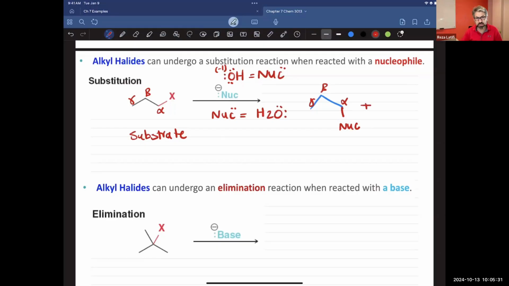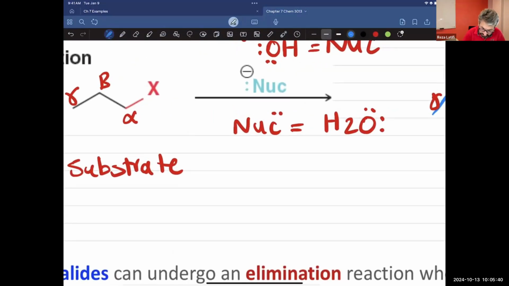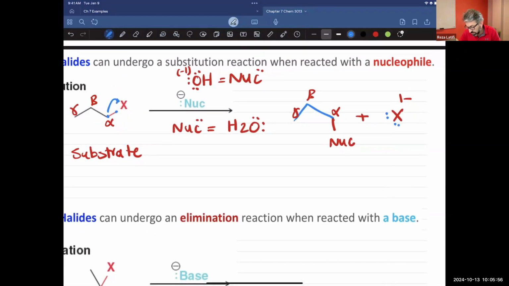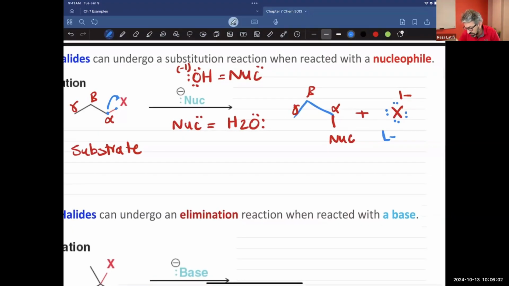And what else? You've got an X, and what's the X? X is going to have a -1 charge, because X is going to take those two electrons while it's leaving, and the nucleophile will replace those 2 missing electrons. So you've got an X that has technically 4 lone pairs, and the charge for it will be -1, and this is going to be your leaving group. From now on I'm going to show it by L.G. or LG.